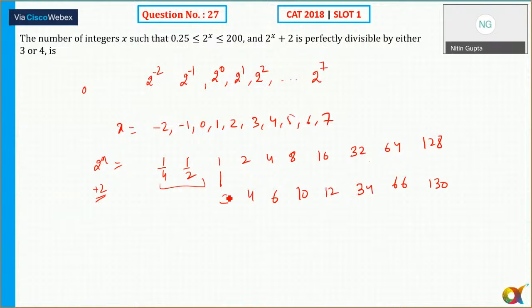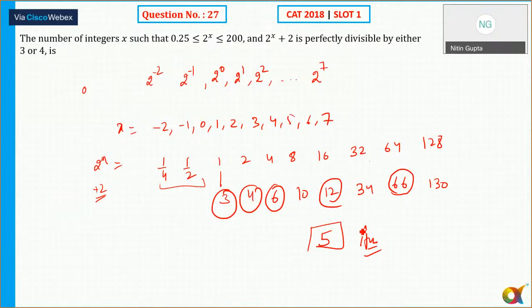So I think this will be the case. This, 12 is also there. 66 is also a multiple of 3 but not of 4. So how many of these values? The answer is 5. Okay, so there are 5 numbers which are a multiple of either 3 or 4. So the answer is 5.